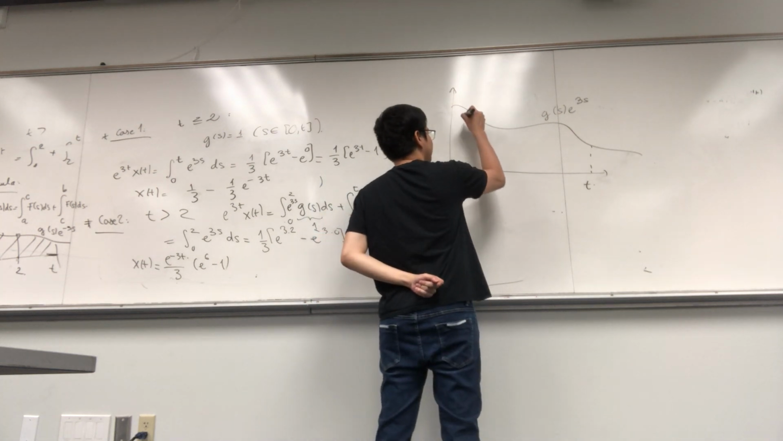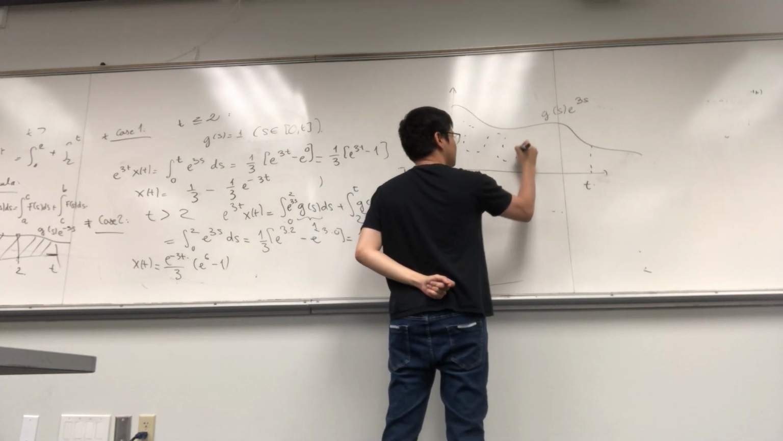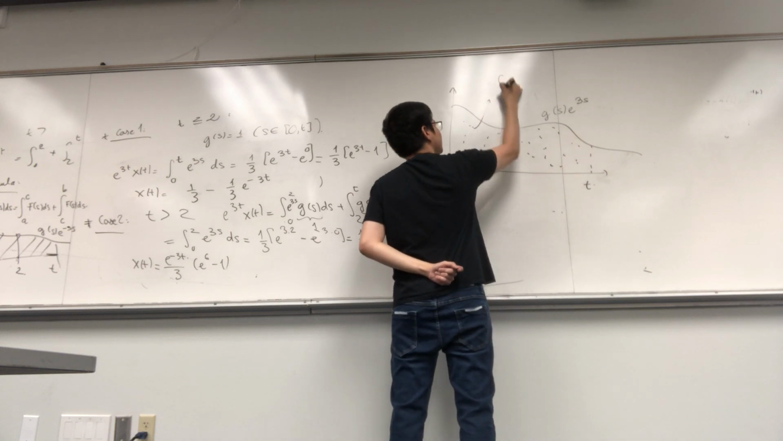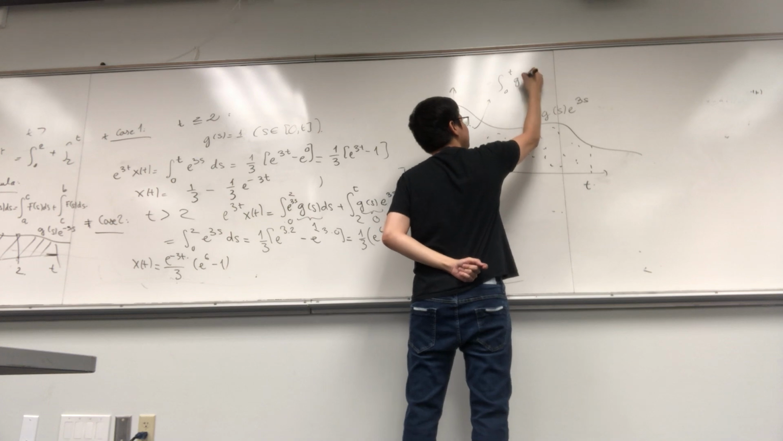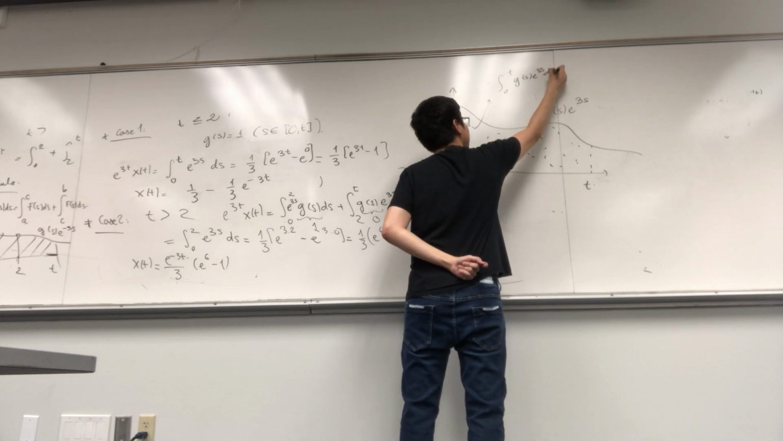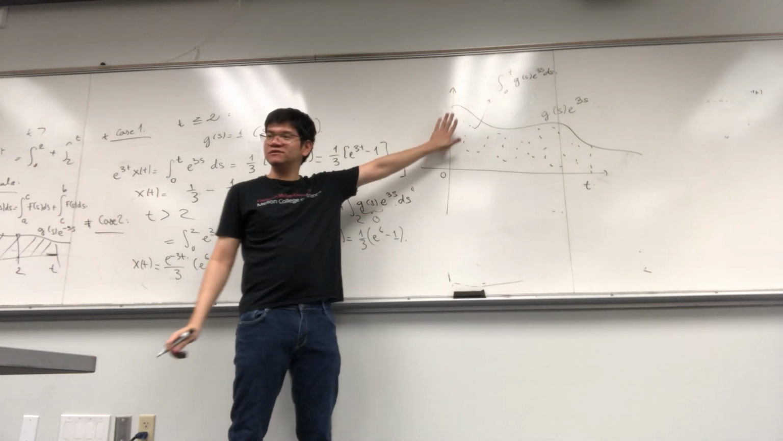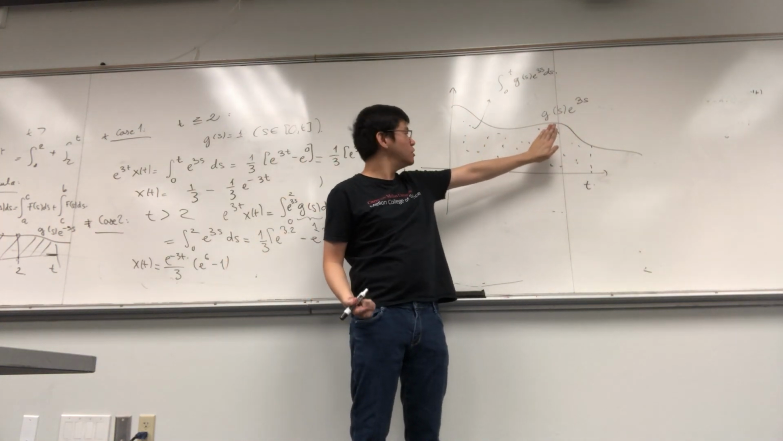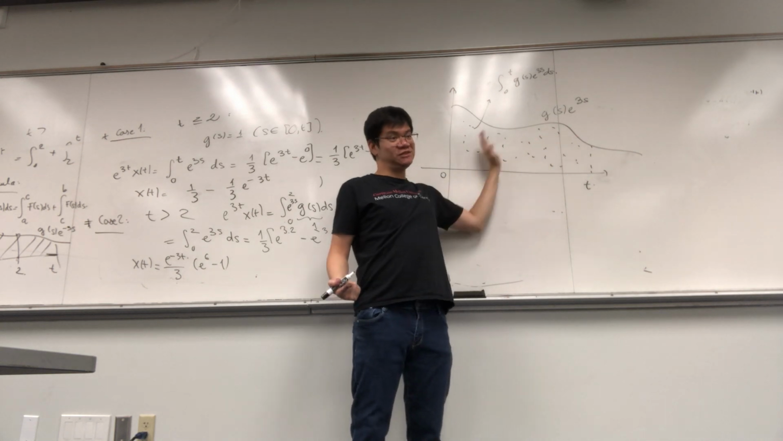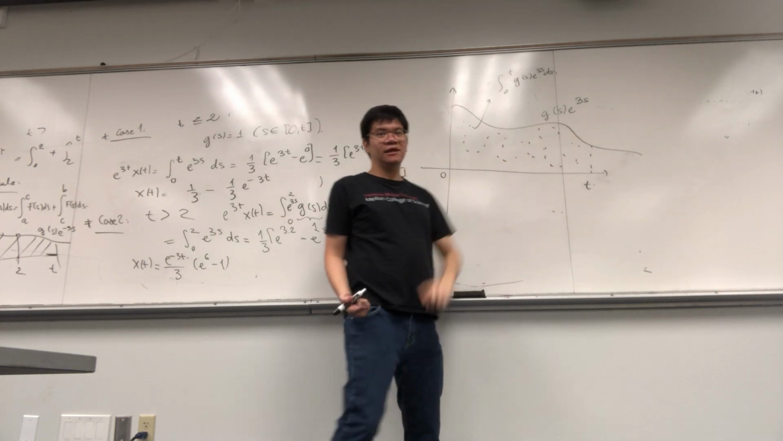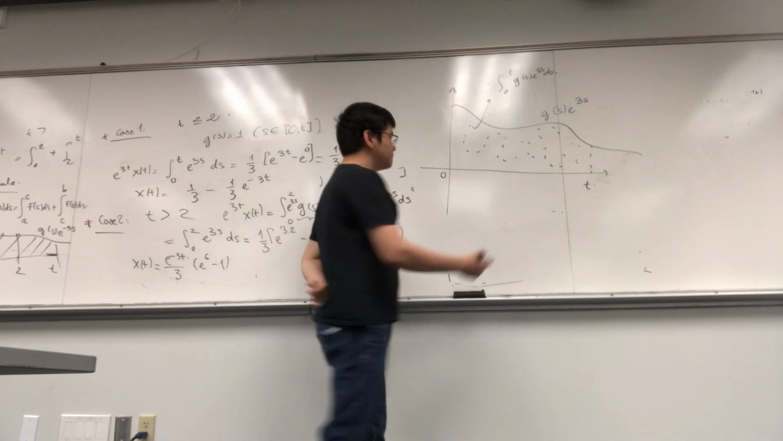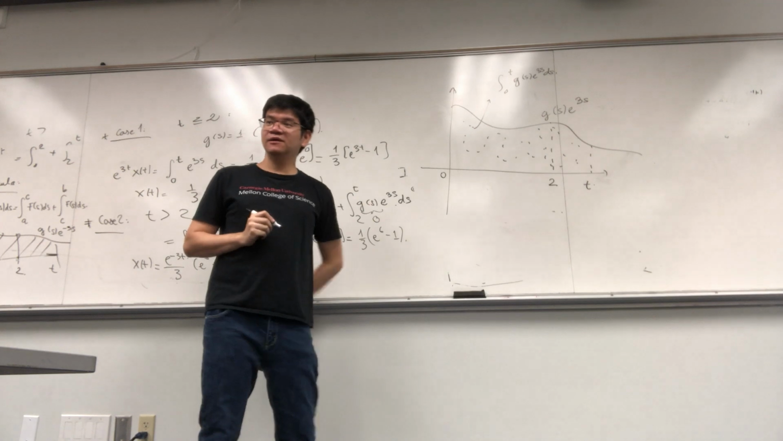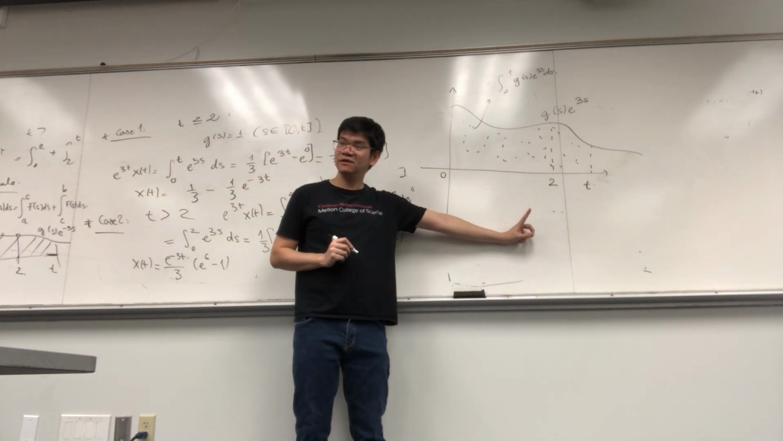So this shape, this integral will be the integral from 0 to t of g(s) e to the 3s ds, right? The integral is nothing but this area. When you are computing the integral, you are computing the area of this shape. Now, because t is bigger than 2, the number 2 is here.